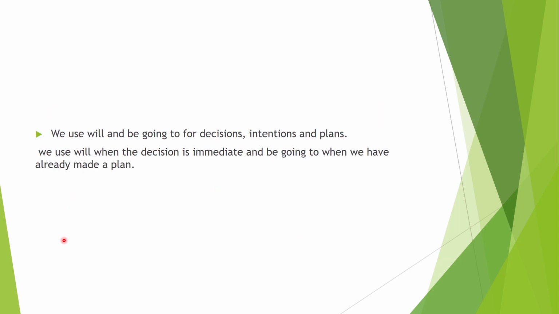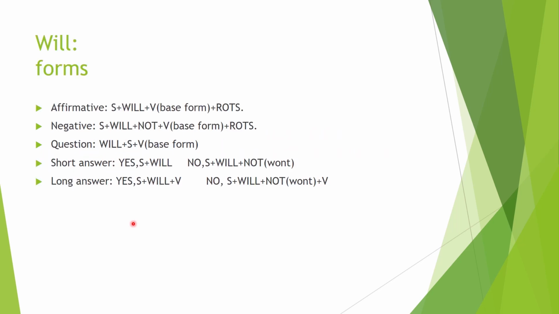So we use will and be going to for decisions, intentions, and plans. We use will when the decision is immediate and be going to when we have already made a plan. So when we already have a plan and we talk about it, we use be going to. But when we immediately take a decision or we have intentions, we use will. Now how to form will? For will or the future tense, for the affirmative, we use subject, then will, the base form of the verb and the rest of the sentence. For the negative structure, subject, then will, plus not, plus the base form of the verb.